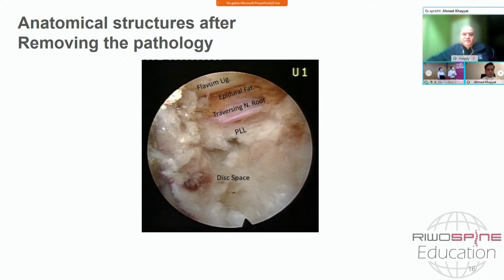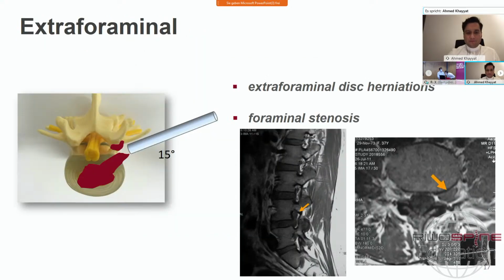Okay, so this is the anatomical structure after removal of the pathology: the rest of the PLL, the traversing nerve root, the epidural fat. If you go more medially, you can see also the dura. For the extraforaminal pathology, we use the extraforaminal approach. You shouldn't go into the spinal canal. You do this approach also bilaterally for extraforaminal disc herniation and foraminal stenosis.